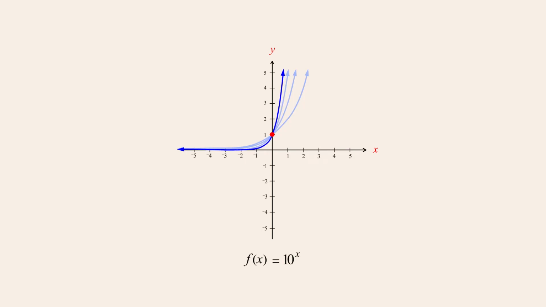Likewise, for smaller base values, the rates of increase and decrease become more gradual until when the base has a value of 1, the function's graph becomes a horizontal line. However, since a horizontal line is the graph of a constant function, a base value of 1 is typically excluded for exponential functions.